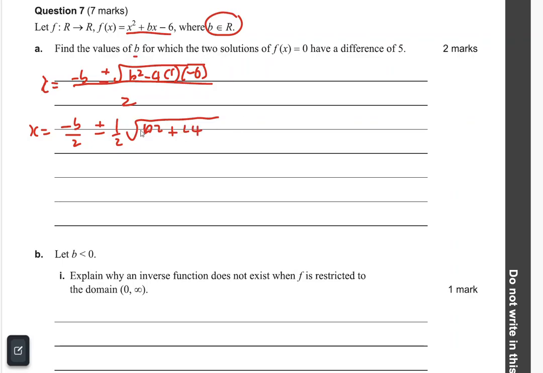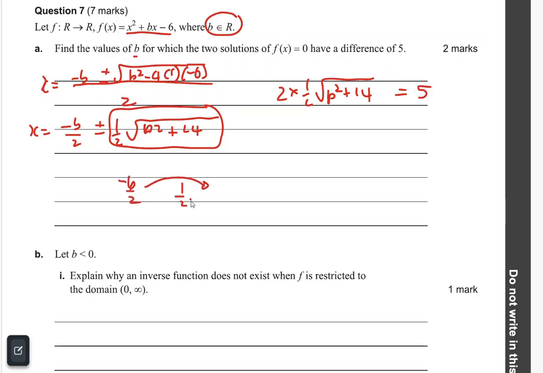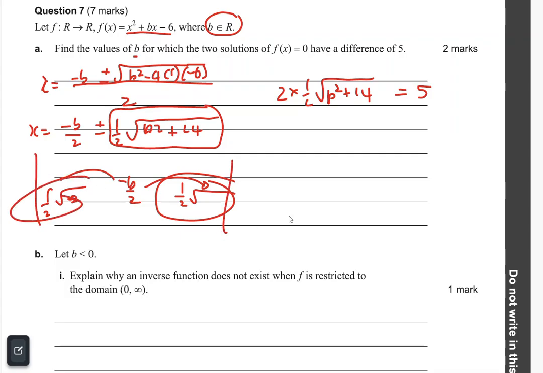Okay, so the difference between the two numbers will be two lots of those. So 2 times a half square root of b squared plus 24 has to equal 5, because I've got minus b on 2 plus a half the square root or minus a half the square root. So therefore, two lots of these will be the difference between the two numbers.